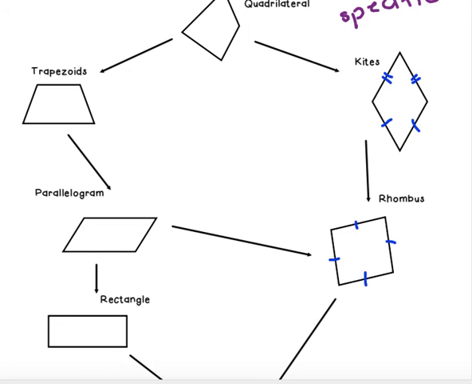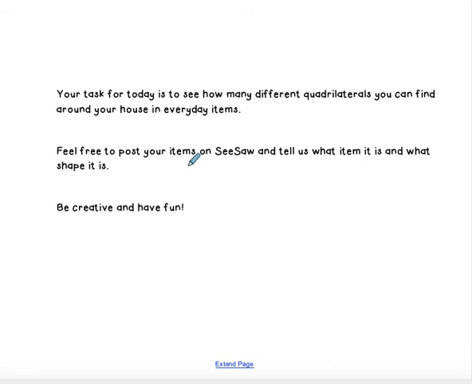Now all I want you to do for this, your task, is to go outside. I know, crazy. Or you could do this inside, if the weather's not great. Obviously I don't want you going outside if it's raining or whatever. But look around your house and find some different quadrilaterals that double as everyday items. One example might be a piece of paper. That piece of paper looks like a rectangle. That could be one example.